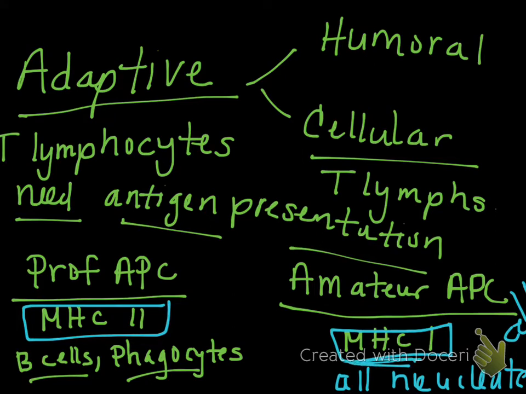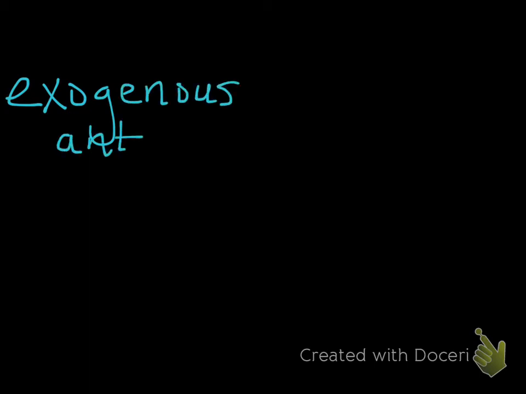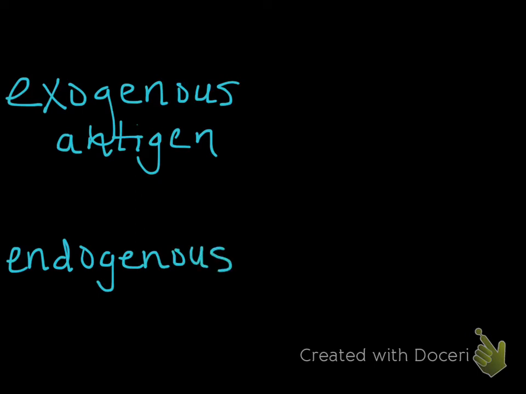So why am I saying that? Because there's a difference between an endogenous antigen and an exogenous antigen. So, exogenous antigen or endogenous antigen. So an exogenous antigen is an antigen that originated on the outside of a cell. It did not come from that cell itself, okay?